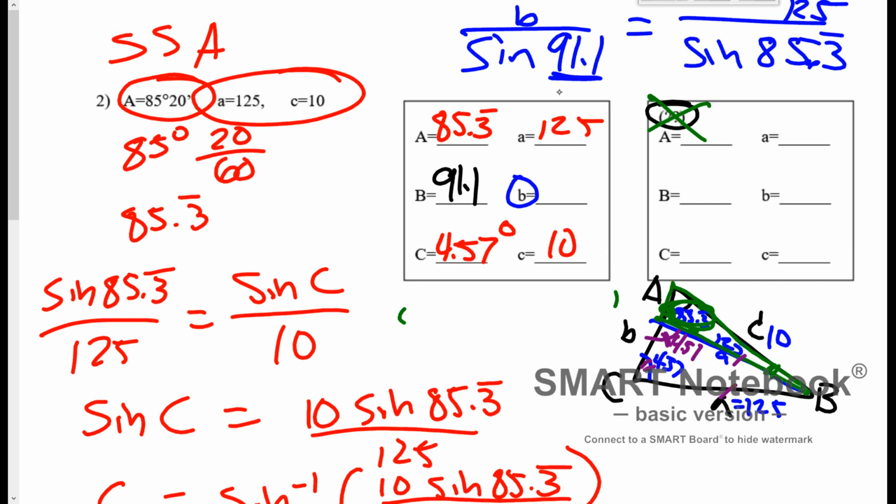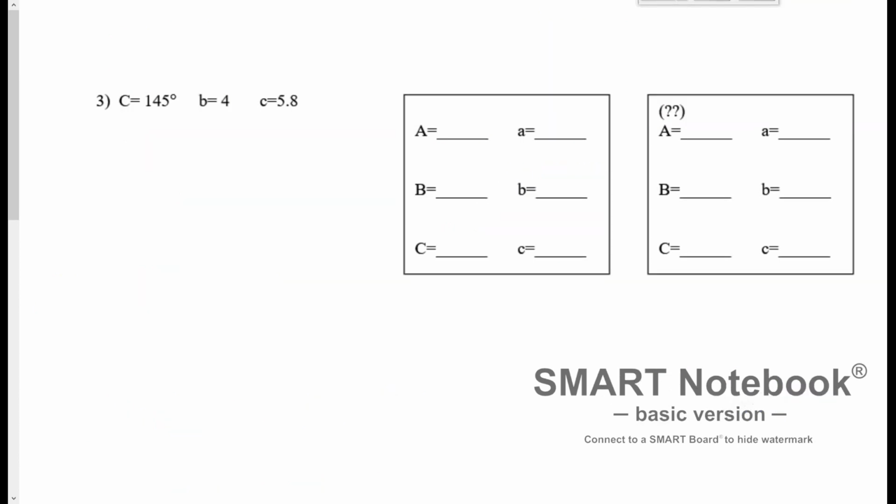And then I go ahead and multiply that out, and I get 125.39. Okay, so that's how you test for a second triangle. All right, so here we go again.